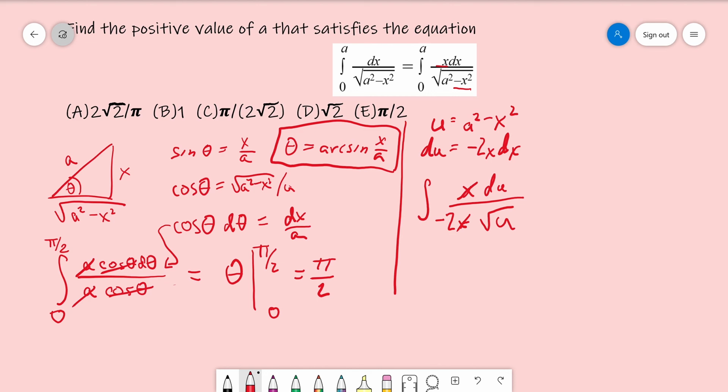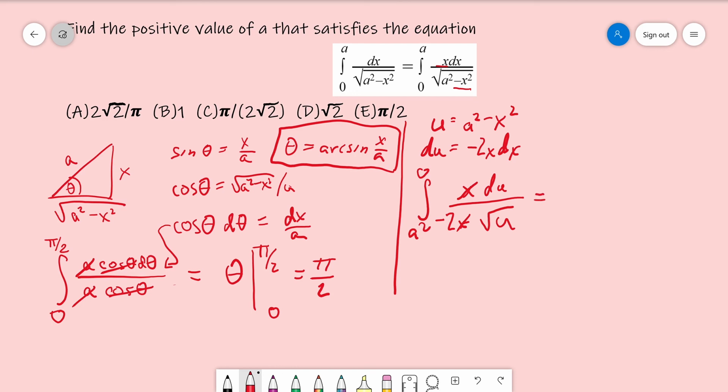Now, what are the limits going to be? When x is 0, then u is going to be a squared minus 0 squared. So that's just a squared. And when x is a, u is going to be a squared minus a squared, which is 0. Okay, so now let's evaluate this integral.